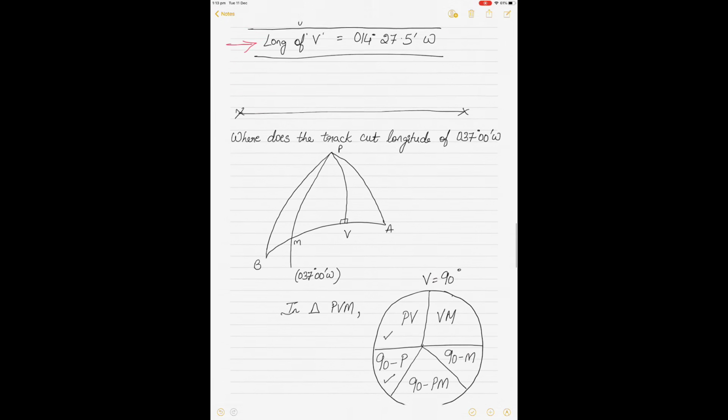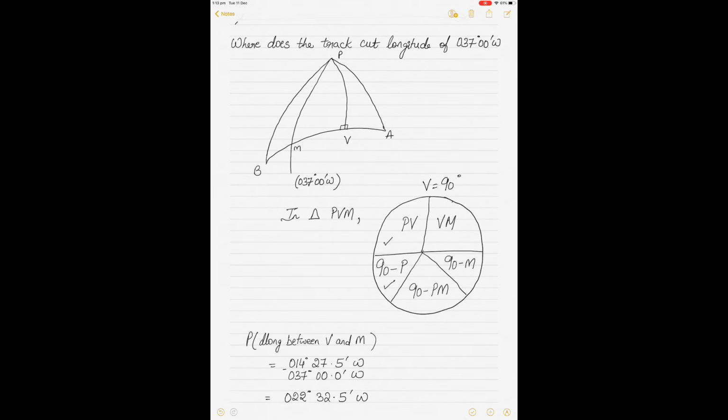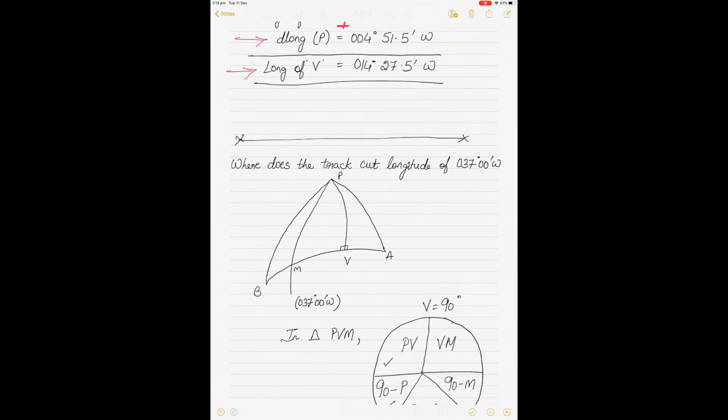Continuing on this longer question, if on the same question I ask you where does the track cut the longitude of 037 degrees west, you know that 037 degrees west would be somewhere west of the vertex. So if the vertex was 014 degrees 27.5 minutes, let's call it the point M, you will be cutting somewhere here, as 37 degrees west would be west of the vertex. Now what we need to do is find out the latitude of M. To find out the latitude of M, we need to find out PM in triangle PVM using spherical trigonometry as before.